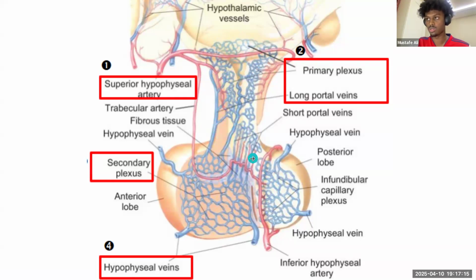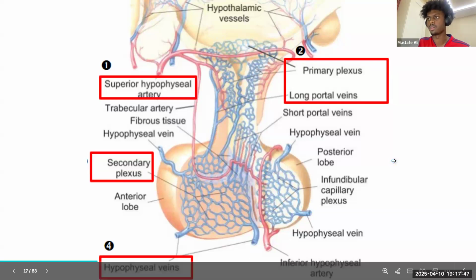And there are also these short portal veins which connect the pituitary gland to the hypothalamus too. And it's important for negative feedback. It tells the hypothalamus when it's secreting too many hormones and tries to calm it down, or tell it, hey, stop secreting it. And the posterior pituitary is supplied by its own artery called the inferior hypophyseal artery. And it forms its own plexus. That's it for the blood supply. I think I covered everything. And let's move on.